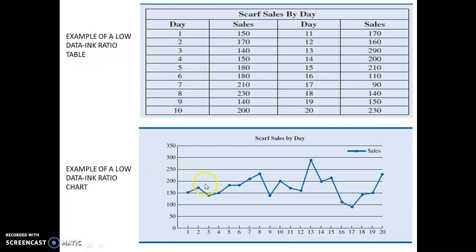In the same way, you can look at the other visualization. It is a chart, and it is a low data-ink ratio chart. Here also we have lines, and we have a chart also. This chart also helps you understand what is happening. For example, if you take the table, what are the sales on the first day, the second day, and the third day? In the same way, in the chart also, you can see the sales on the first day, the second day, and the third day. So you can easily understand.